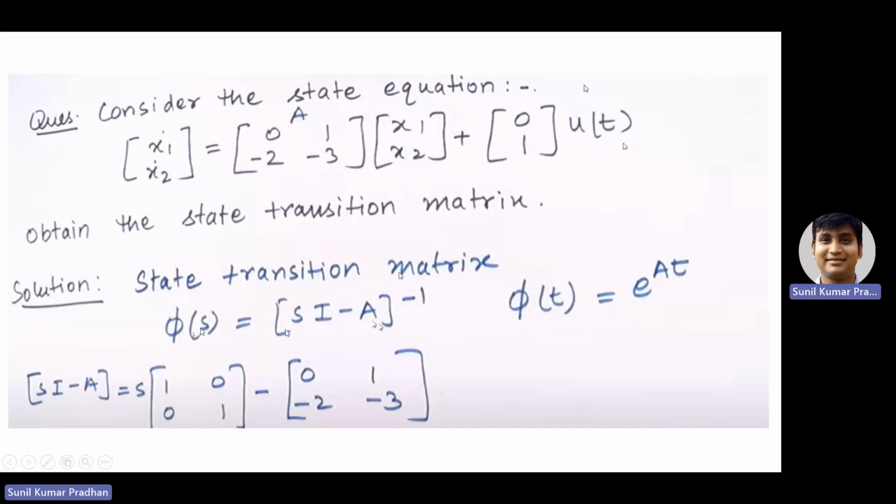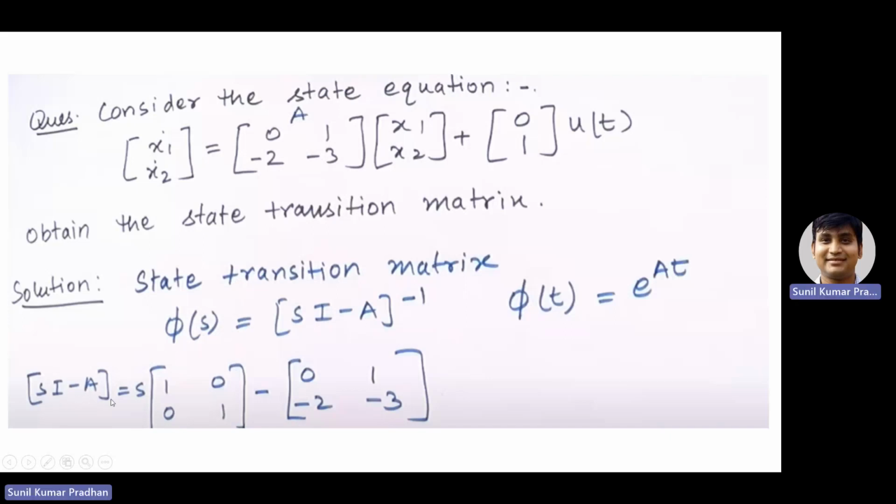The inverse of any matrix, as you know, is nothing but the adjoint of that matrix divided by the determinant of the matrix. If you can do that, then that gives rise to your state transition matrix. So your phi of S is equal to the inverse of SI minus A, and if you take its inverse Laplace transform, that is in time domain.